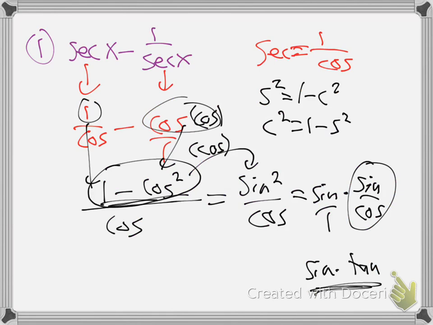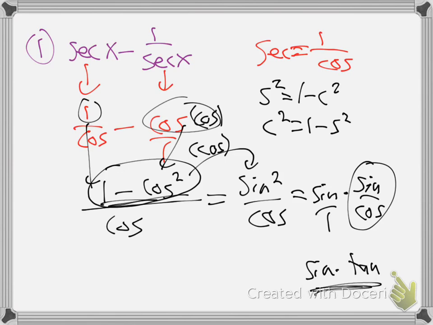Everybody see that little trickery? I took sine squared and I just said, look, I can pull sine to the front times sine over cosine. That's sine squared over cosine, and that's tangent. Good? Is that okay? That takes practice.